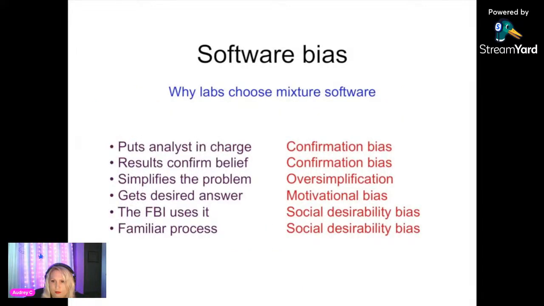There's also a software bias in why labs choose their DNA mixture interpretation software. Almost impossible. Here are some reasons we hear of. The software can put an analyst in charge or get results that confirm their expert beliefs. But this is just confirmation bias and shouldn't be in the software at all. The software can simplify the DNA problem by removing many possibilities and use less of the data. That's an oversimplification bias. The software can help them get a desired answer by letting them manipulate thresholds, parameters, dropout values, and so on. Well, that introduces motivational bias in this ostensibly objective software.